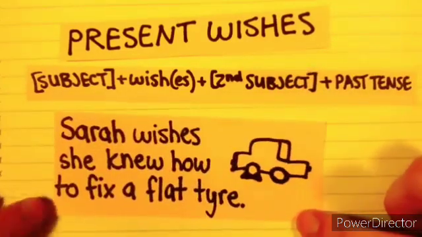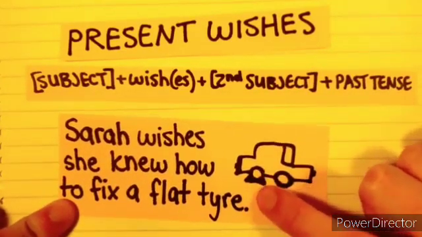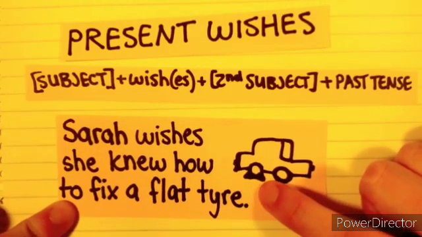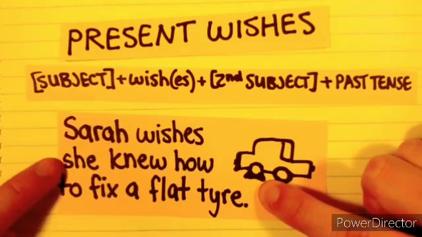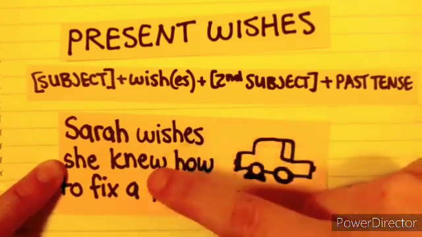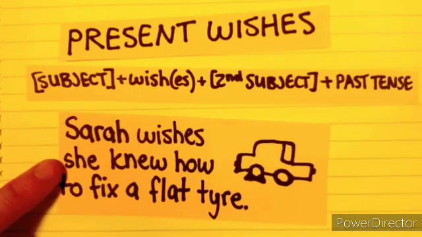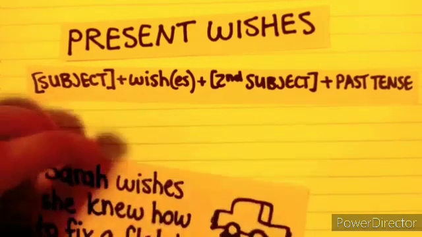Or, Sarah wishes she knew how to fix a flat tire. Sarah's tire is flat. She does not know how to fix a flat tire. She wishes she knew how to fix a flat tire. So knew is in the past tense. She wishes she knew how to fix a flat tire. And she wishes she knew that right now.